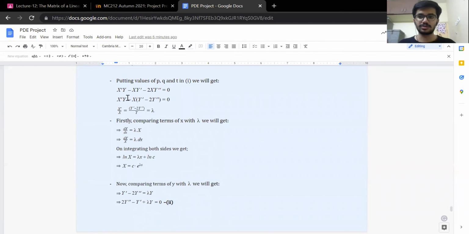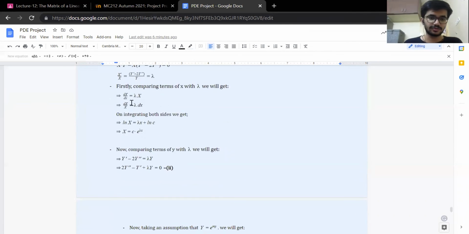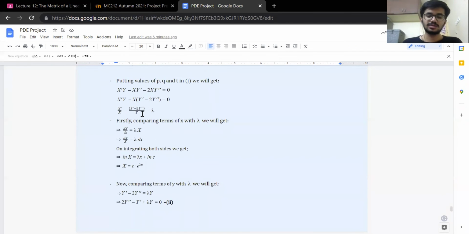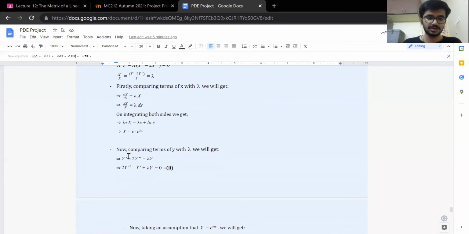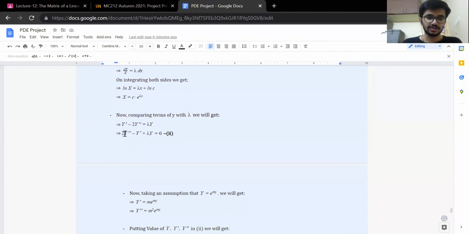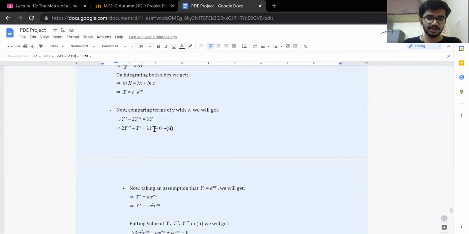And now we can separate the x terms and y terms, and let's say there is a constant lambda. We compare with lambda and get two equations, one in X and one in Y. First, in the form of X, we got this equation, modified it a bit, and finally on integrating both sides we got X equals c e to the power lambda x. Now comparing the second, that's the Y and lambda part, we modified this equation: Y double dash minus Y dash plus lambda Y.